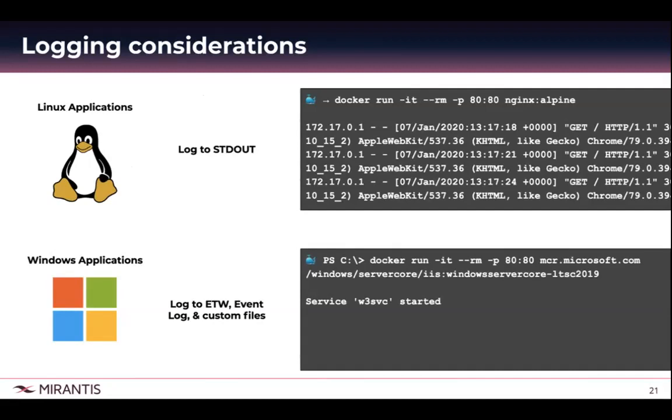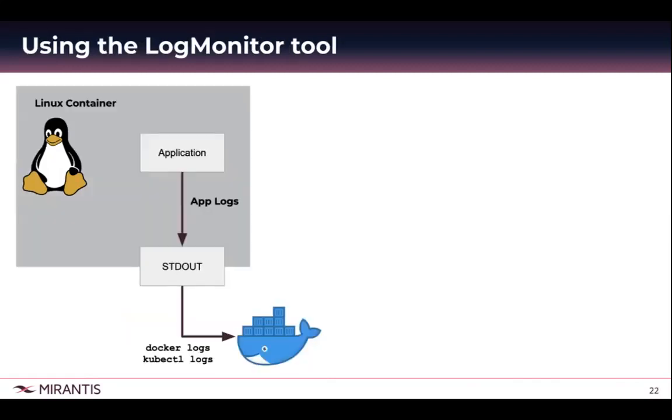And so if you've ever run Docker logs on a Windows container, it's pretty anticlimactic. There's not a whole lot there because there's nothing being sent out to the standard out. It's being sent to different areas inside of that container. So to address this, Microsoft spent some time over the past year doing some great work around a tool called Log Monitor. This is a small binary that's going to help us get the same experience that we have on Linux, where we go application to standard out, and then have our container runtime pick those up with Docker logs or kubectl logs. We can bring a similar experience to Windows.